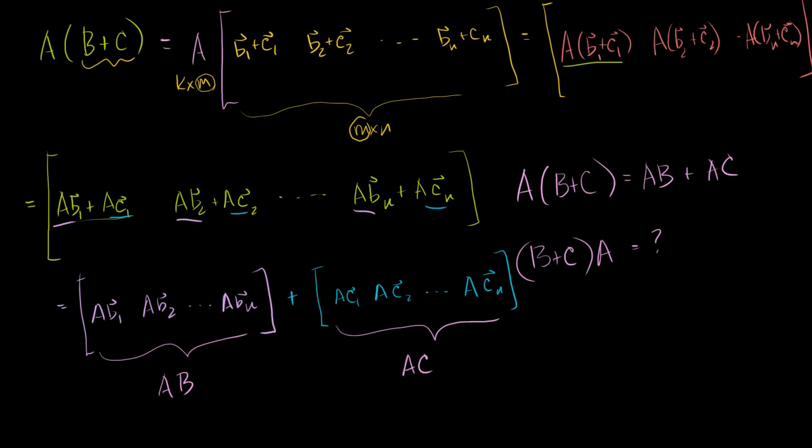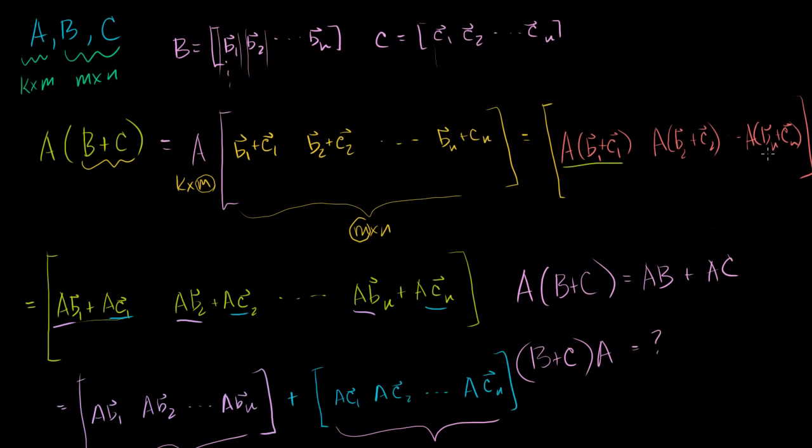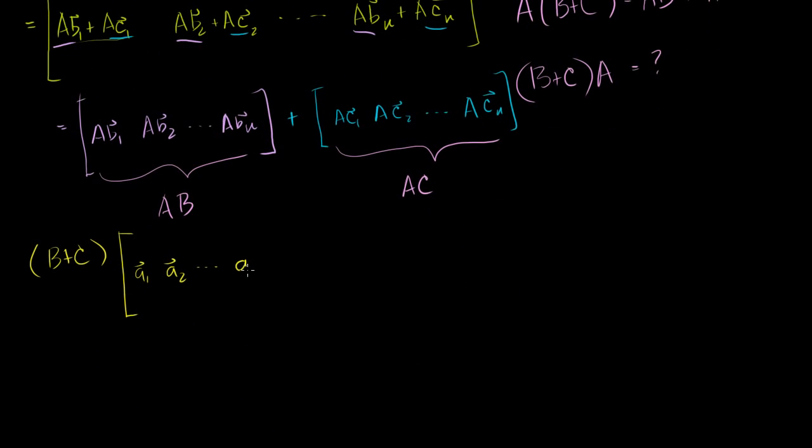So we don't know quite yet that if we reversed this, whether it's still going to exhibit the distributive property. So let's try to do that. I'll do it a little bit quicker because I think you know the general argument here. So let's take (B plus C) times A. And I'll just write A as its column vectors: A1, A2, all the way to AM. A has m columns, if I remember correctly.